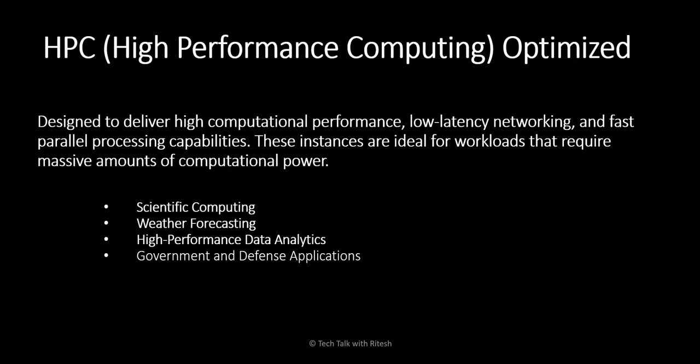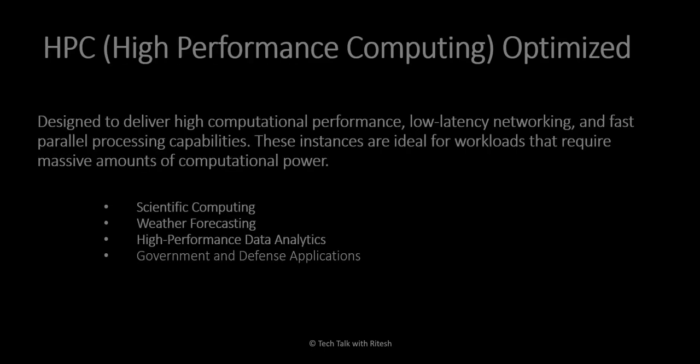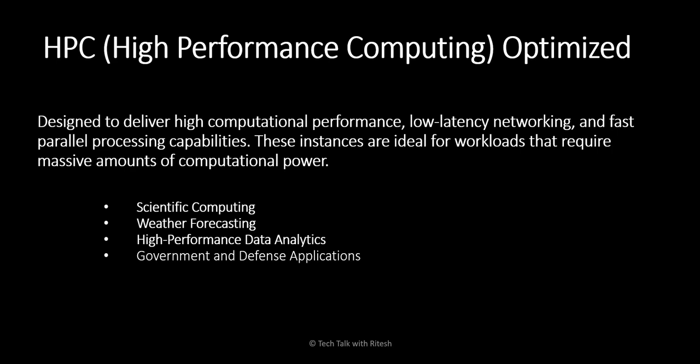And there's something called high performance computing. To be true, I find the accelerated computing and high performance computing kind of the same. But yes, there is quite a difference if we go with the documentation of AWS, so the different aspects are changing. It is also designed to deliver high computational performance and low latency networking, kind of the same as what we are achieving in the previous one also. And the use cases are scientific computing, weather forecasting, some data analytics, government and defense applications, etc.